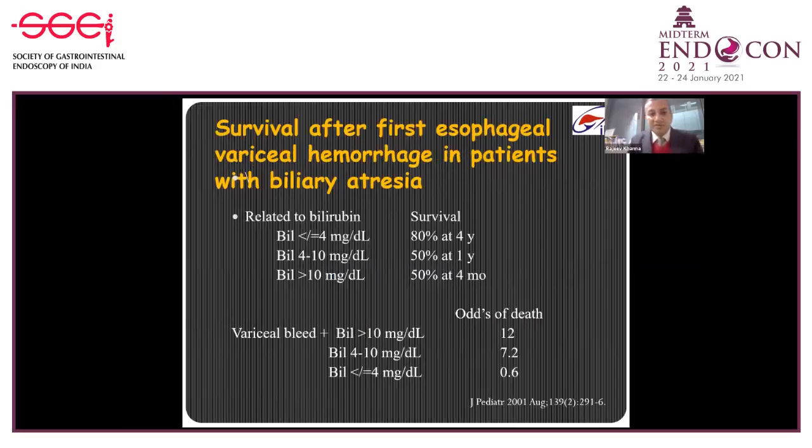So what happens after the bleeding? When the bilirubin is more than 4 milligram per deciliter in a child who had variceal bleed, there is 50% survival at 1 year. And if the bilirubin is more than 10 milligram per deciliter, there is 50% survival at 4 months, with an odds ratio of mortality of 12.